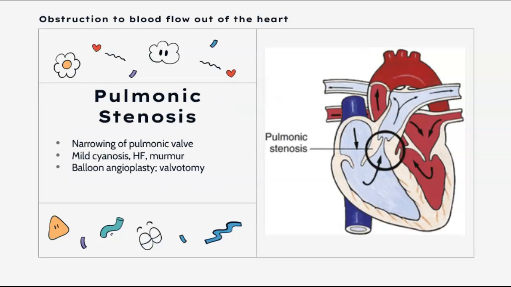Pulmonic stenosis is narrowing at the entrance to the pulmonary artery. Resistance to blood flow causes the right ventricle to hypertrophy and decreases pulmonary blood flow.